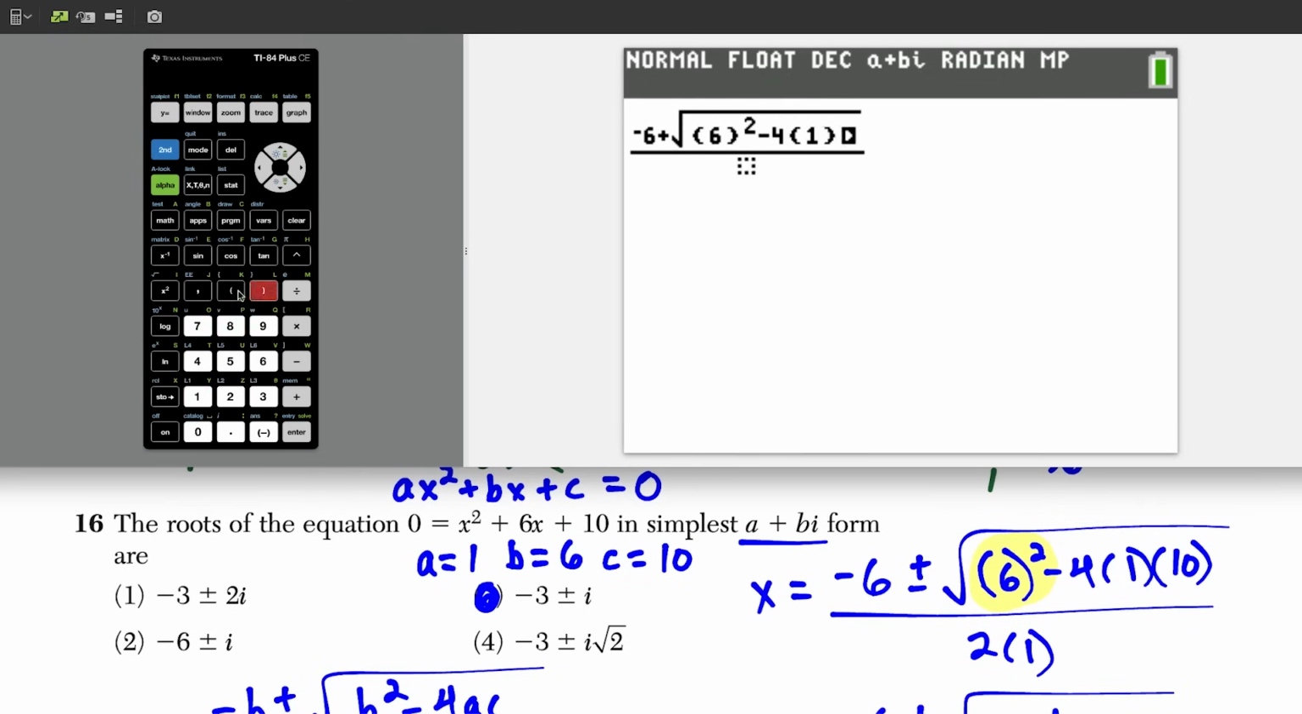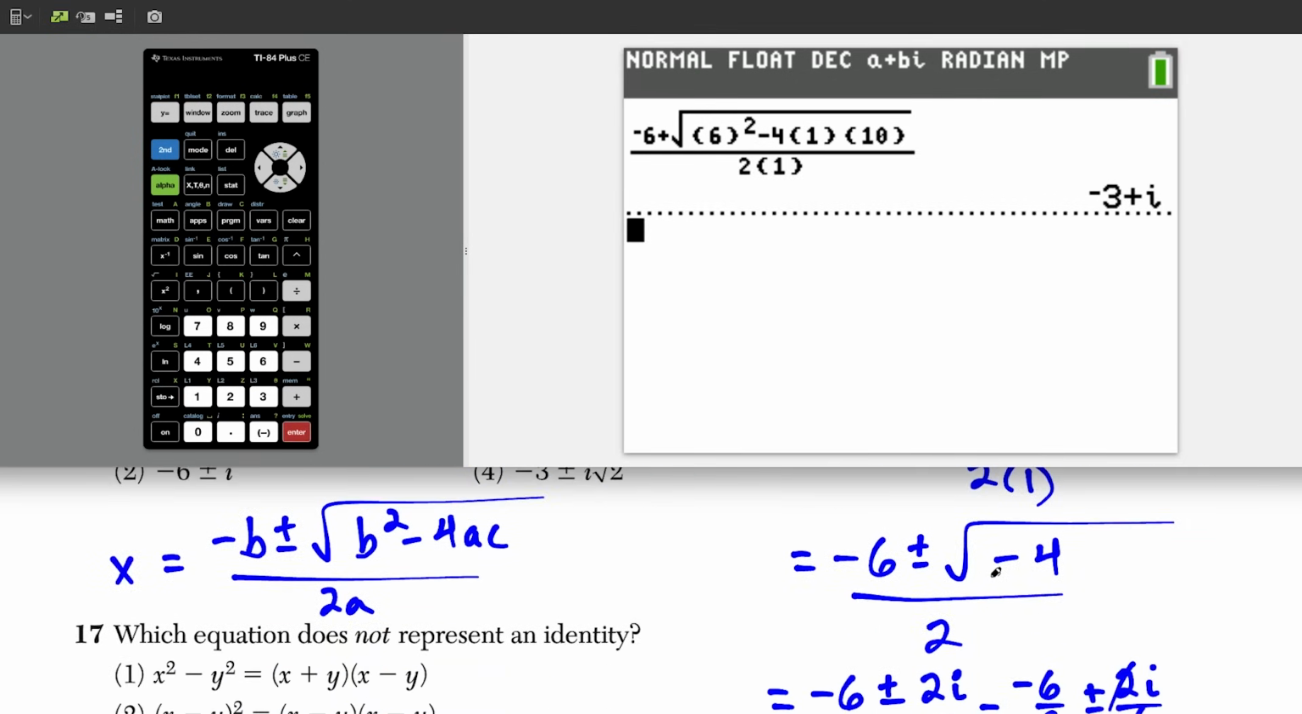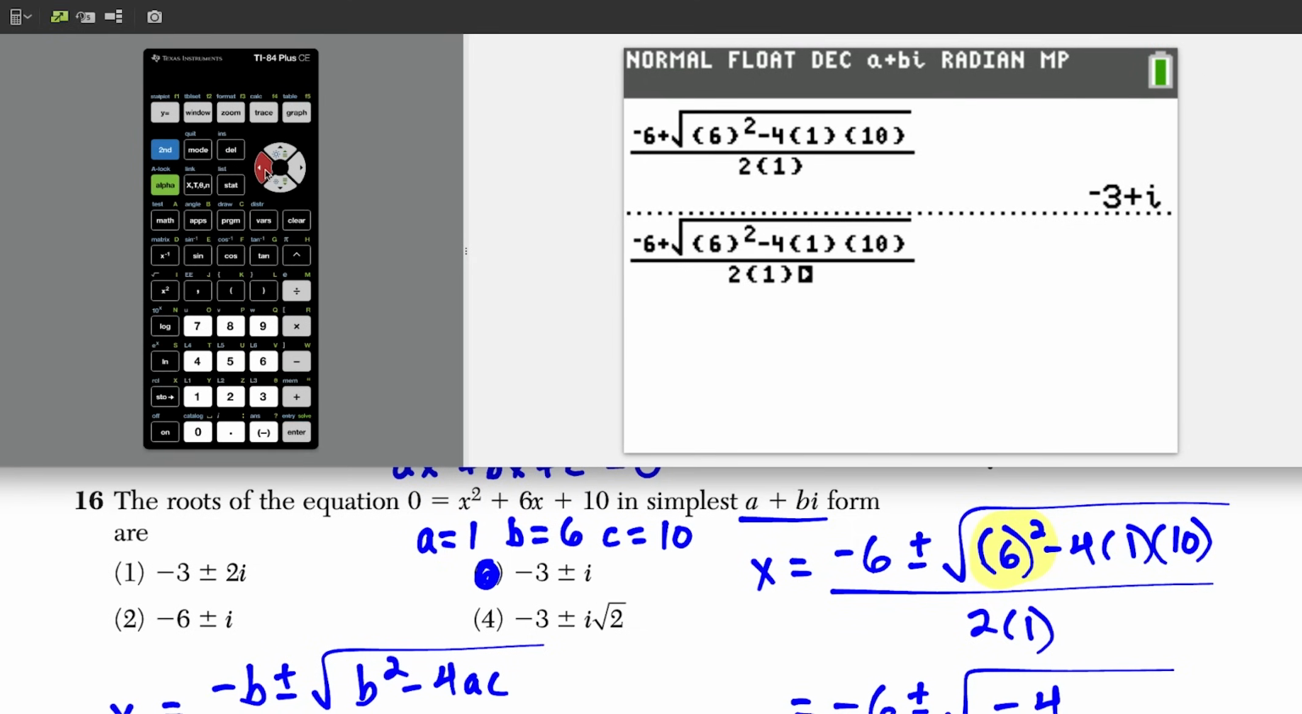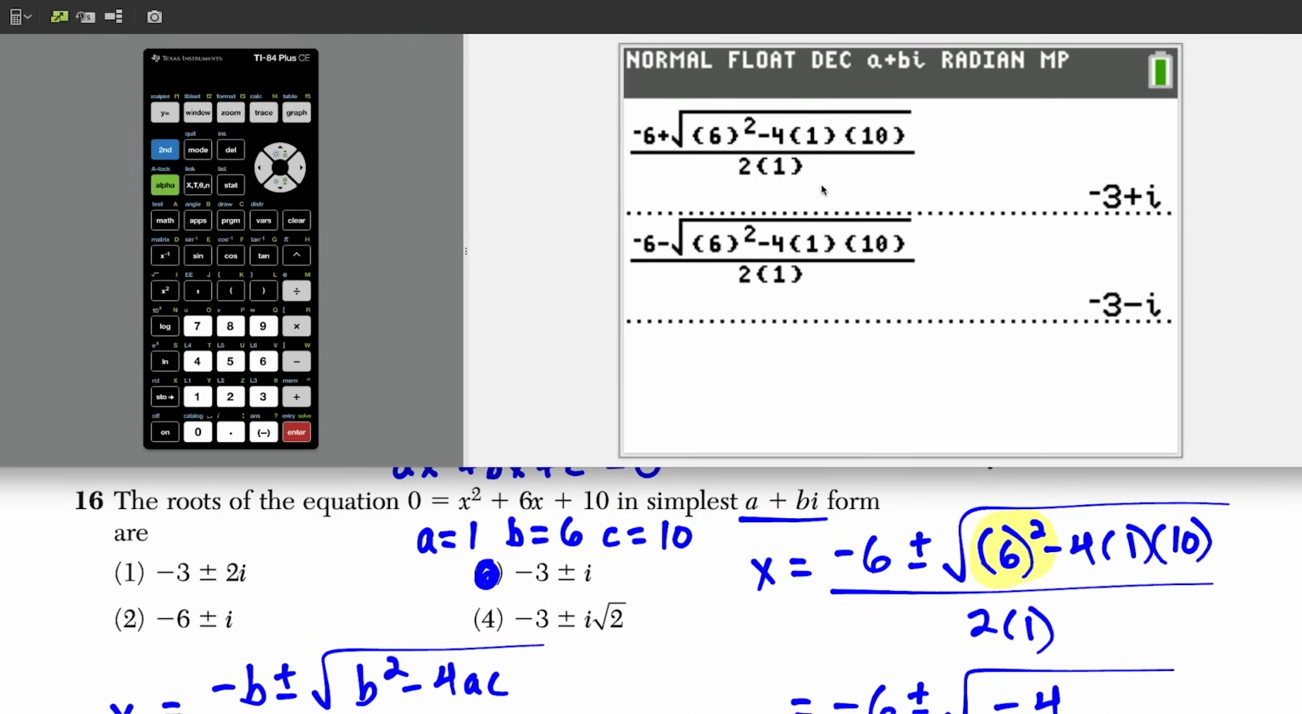So I'm just typing in our expression here, and in the denominator, we have 2 times 1. I'll pretend I don't know that 2 times 1 is equal to 2. And now I press enter, and see it gives us negative 3 plus i, which was one of our answers. And now I could just go up to this, and remember, the quadratic formula says plus or minus. So I just scroll to the left until I get to that plus sign, and I press minus to go over it. And notice I get negative 3 minus i, which is both of our answers. So we really don't have to do much work here at all except type into the calculator, but I did want to show how to do this by hand.